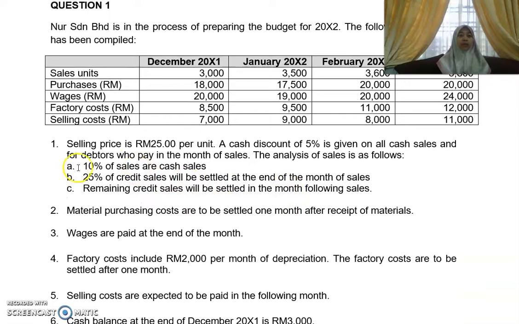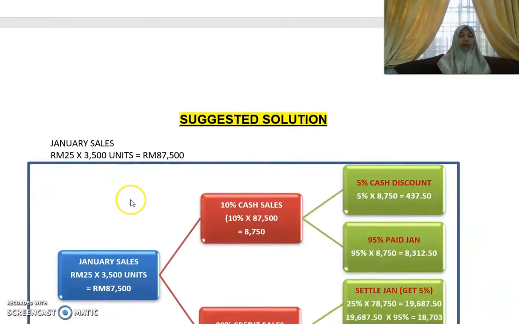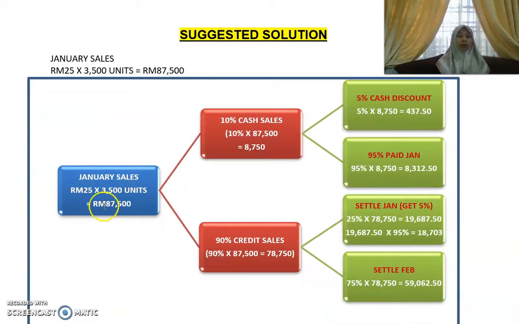What about the cash? You are being told that 10% of the sales are cash sales. So 10% out of your 87,500 is for your cash sales. So 10% times 87,500 will give you 8,750. This is your cash sales. The remaining will be 90%, so 90% out of 87,500, you will get 78,750.